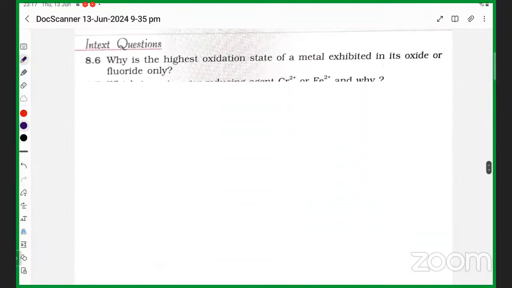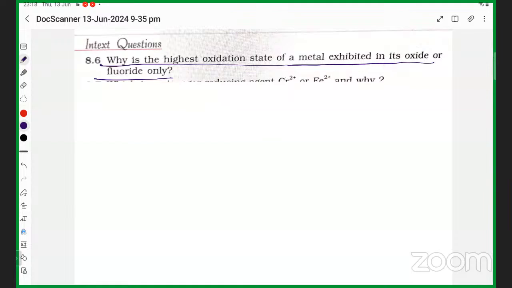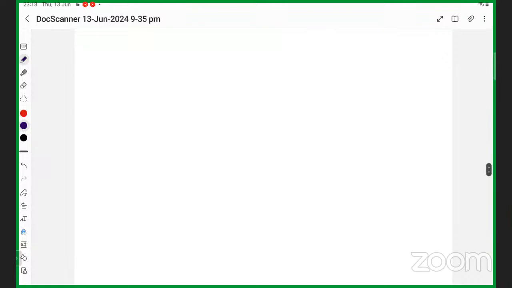Question number 8. Why is the highest oxidation state of a metal exhibited by its oxide and fluoride only? What is the reason? The higher electronegativity of oxygen and fluorine stabilizes the higher oxidation state. Correct.